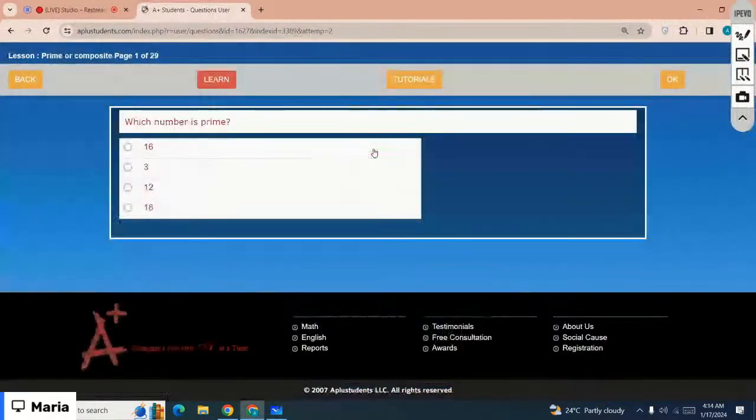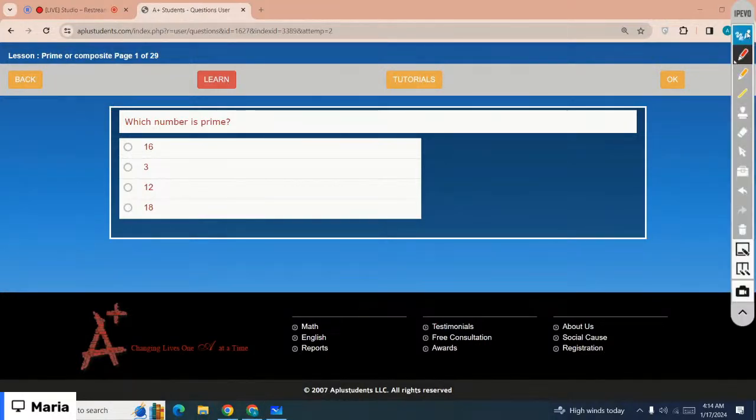Okay. Which number is prime? What number is prime? 16, 3, 12, or 18? Which is the correct option? Very good. The only prime number here is 3. The rest of the numbers have more than two factors. They are the composite numbers. Got it? The only prime number here is 3. Very good.